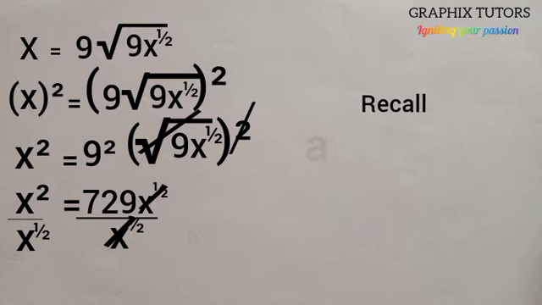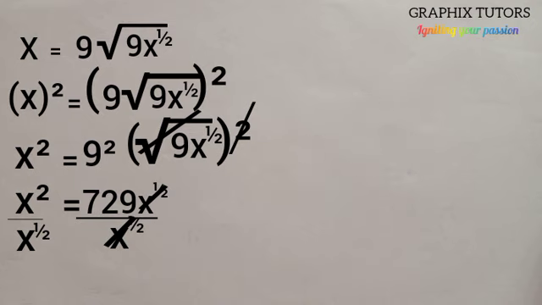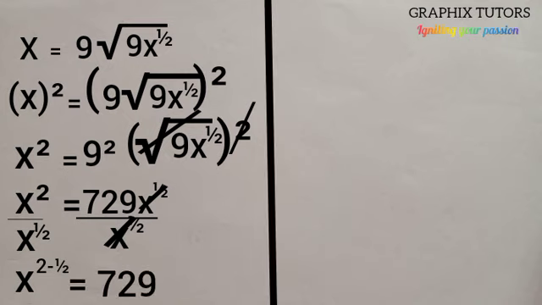Recall, a raised power m divided by a raised power n equals a raised power m minus n. So the one coming down here will become negative. If I implement this in the above expression, I'll have x raised power 2 minus 1 over 2 equals 729. Now, if you subtract 1 over 2 from 2, you'll have 3 over 2. So x to the power 3 over 2 equals 729.